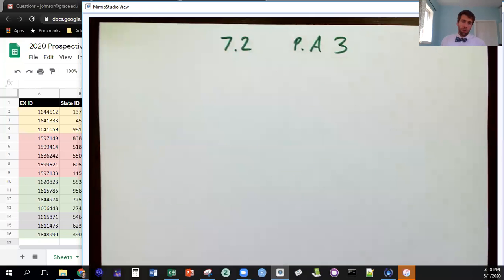This is Introduction to Proofs, section 7.2. We're doing preview activity 3. So here, the preview activity asks us to look back at modulo n. So we'll rewrite the definition.